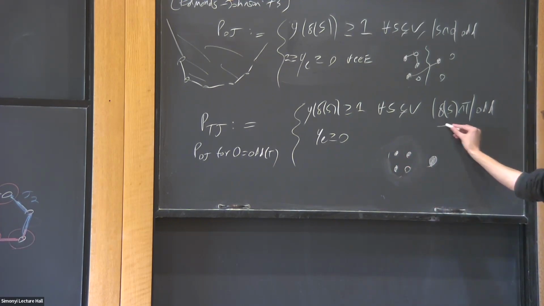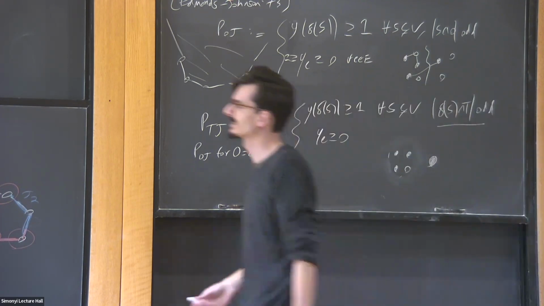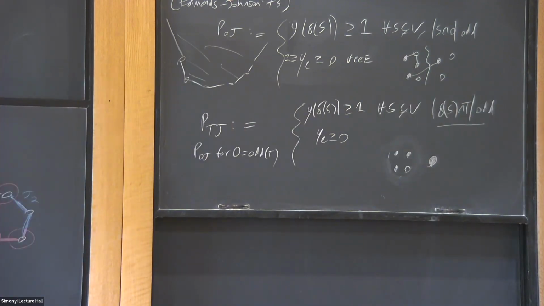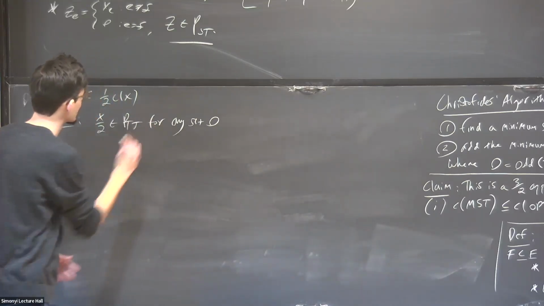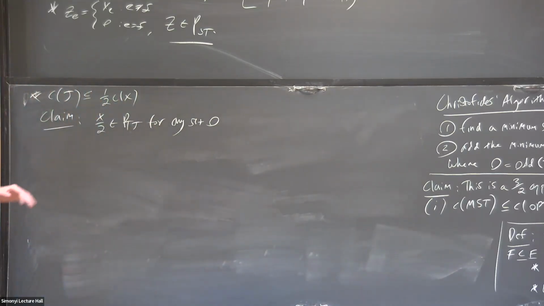So that's why these constraints are actually the same. So I'm going to just rewrite this because I'm going to use this notation later. X over 2 is in the T-join polytope, where T is any tree. And in particular, we're going to take T to be the minimum spanning tree. Okay, so that's Wolsey's whole proof.